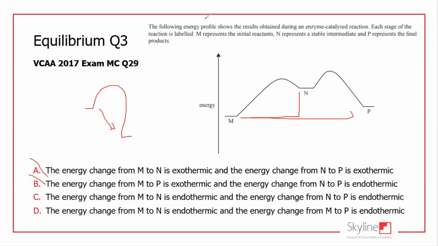M to N is endothermic. We have to put energy in to reach that. Energy change from N to P is endothermic. Well, no, that energy change there is exothermic. Finally, we know it's got to be D: the energy change from M to N is endothermic, and M to P is endothermic. So the careful distinction there is that C is N to P and D is M to P, which is why it pays to use your reading time to read all of this stuff. And that there is our answer, D.